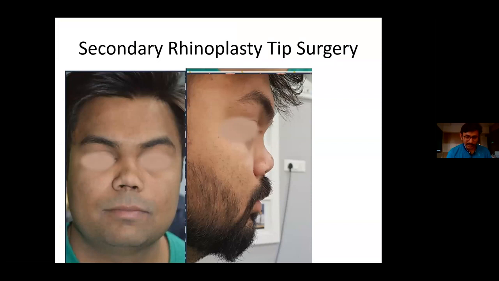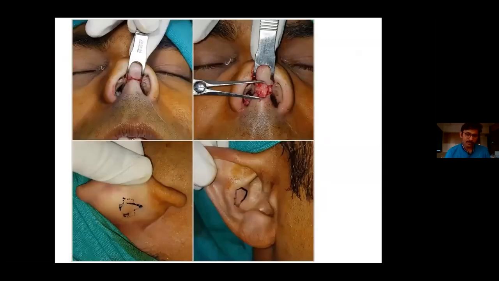Secondary rhinoplasty, a primary surgery had an infection. So the patient had a very catastrophic deformity. He was having an upturned nose with a very bad saddling. The columella was also short, and there was no way I could lengthen the columella. So I had to use a composite graft from concha to actually lengthen his columella.